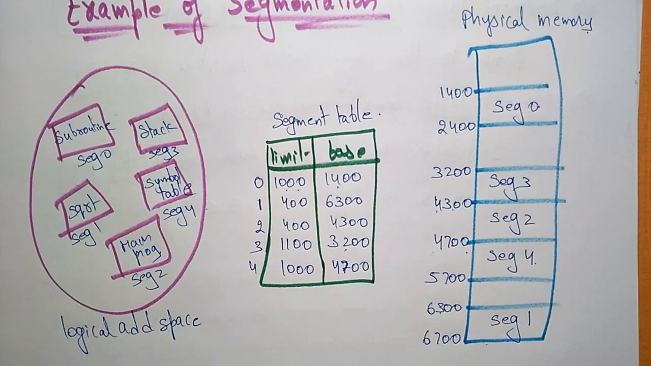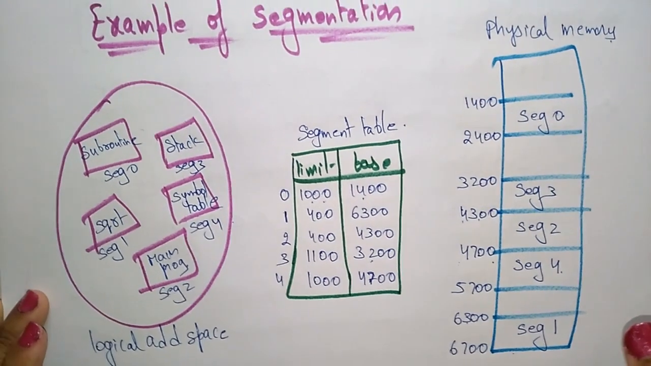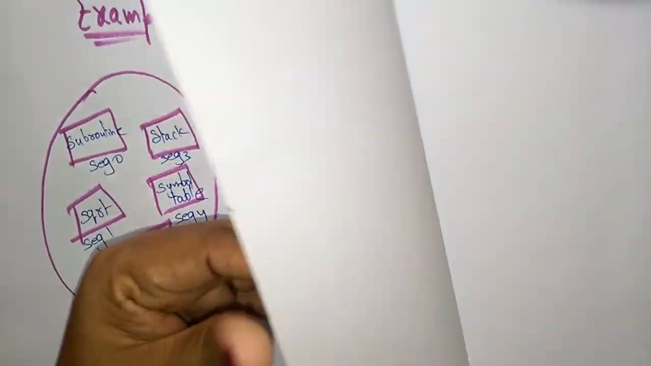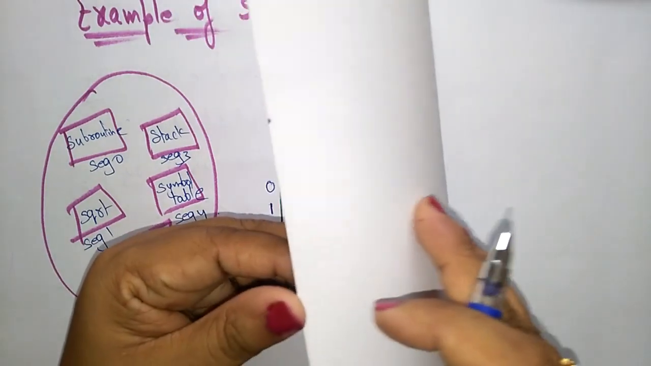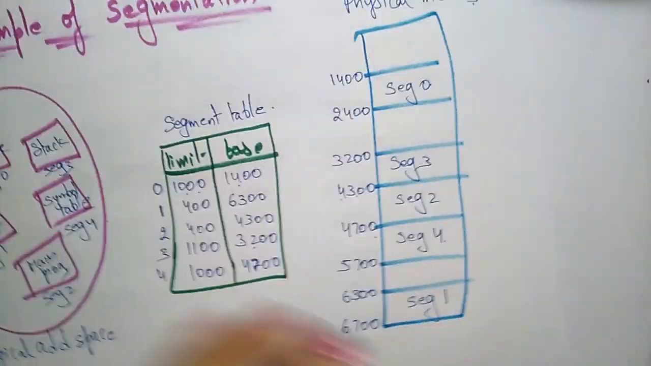By adding the limit and the base, which are present in the segment table, the segment is stored in the physical memory. Let me explain the segmentation hardware, so that I'll explain it in the next video also with a simple example. Taking some segmentation hardware. Thank you.